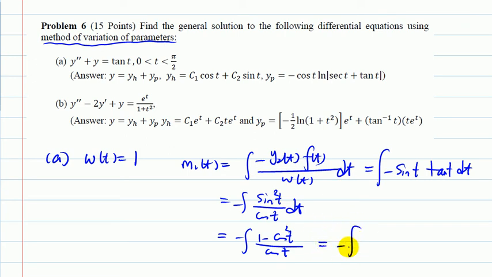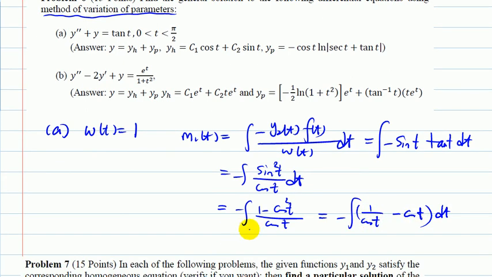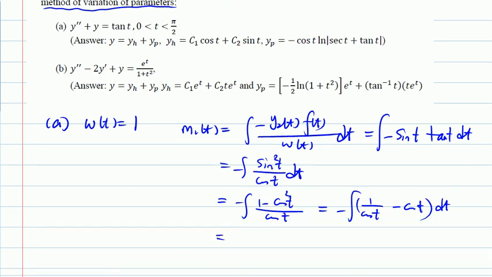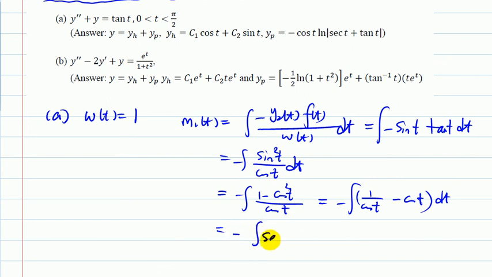Okay, so this has become cosine t dt. The first one is 1 over cosine t, which is secant t. Now you can make use of integration tables to find the integral of secant t. The integral of secant t is ln of secant t plus tan t.